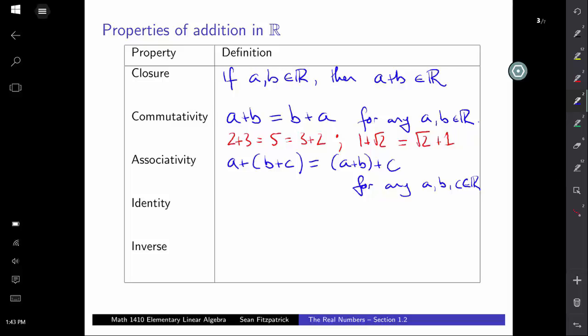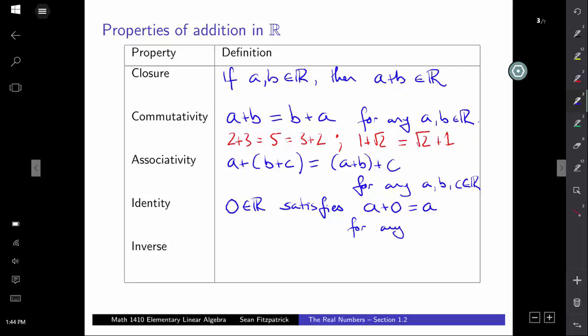Identity, well, the identity property is simply saying that we know there is a special real number called 0, and it has an interesting property, which is that if you add it to any other real number, nothing happens.